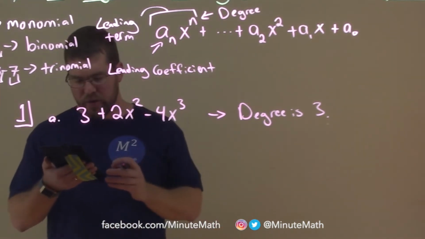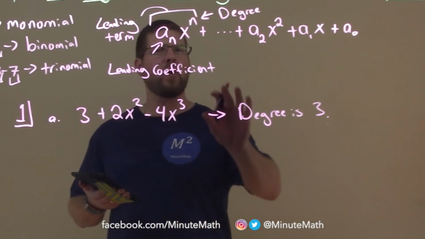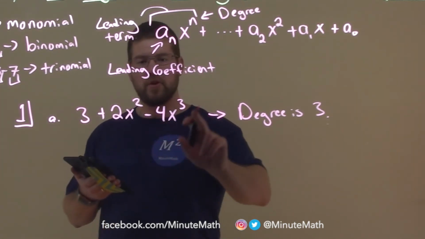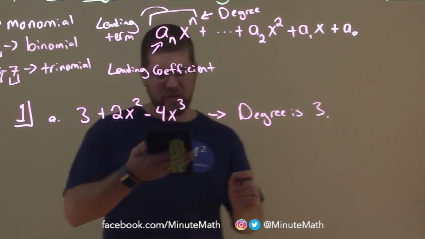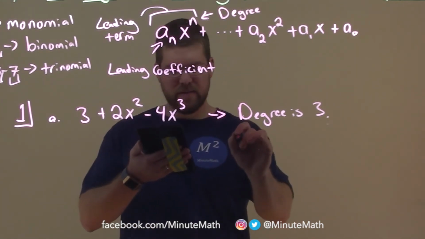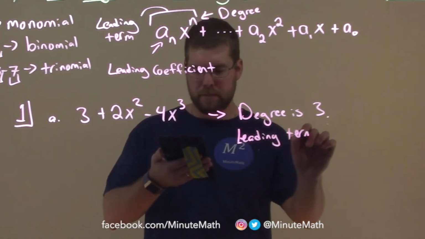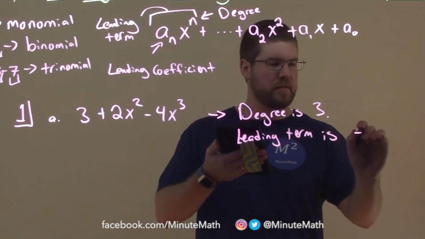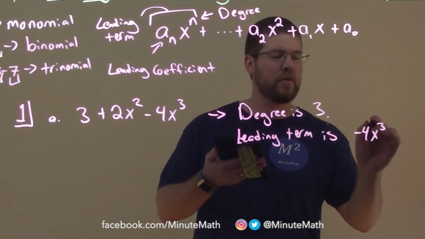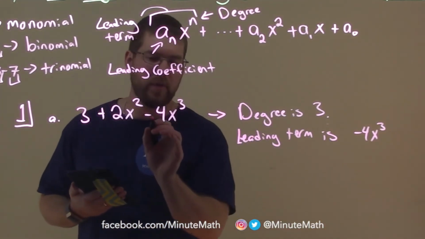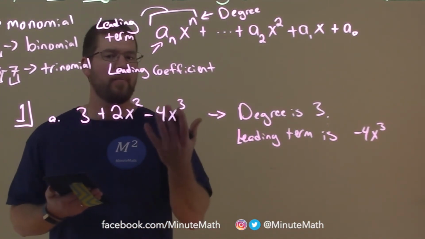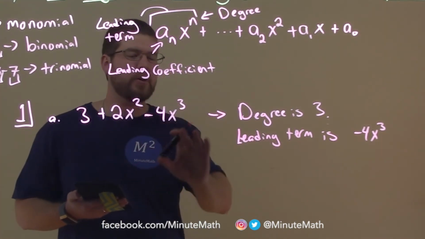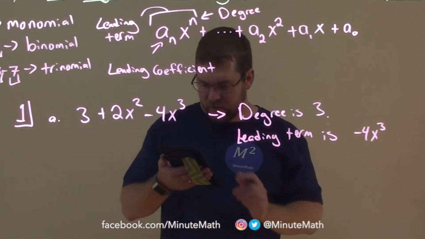And so what's our leading term here? Our leading term is the whole part that has to deal with that highest degree. Since the highest degree is 3, the leading term is everything attached to it. Now this is going to be tricky. The leading term is, and watch this, negative 4x to the third power. It's that whole thing. We have subtraction going on here, but we can always think of it as plus a negative, and that term is negative 4x to the third power.